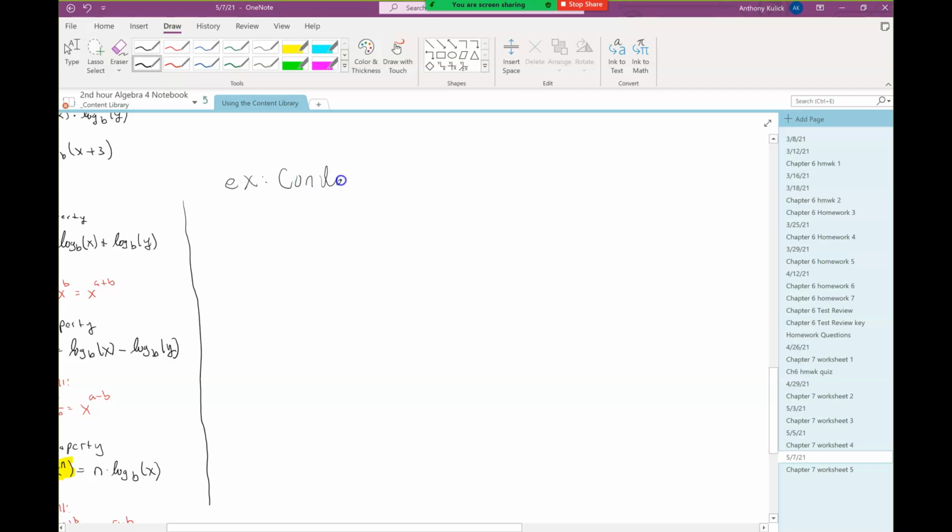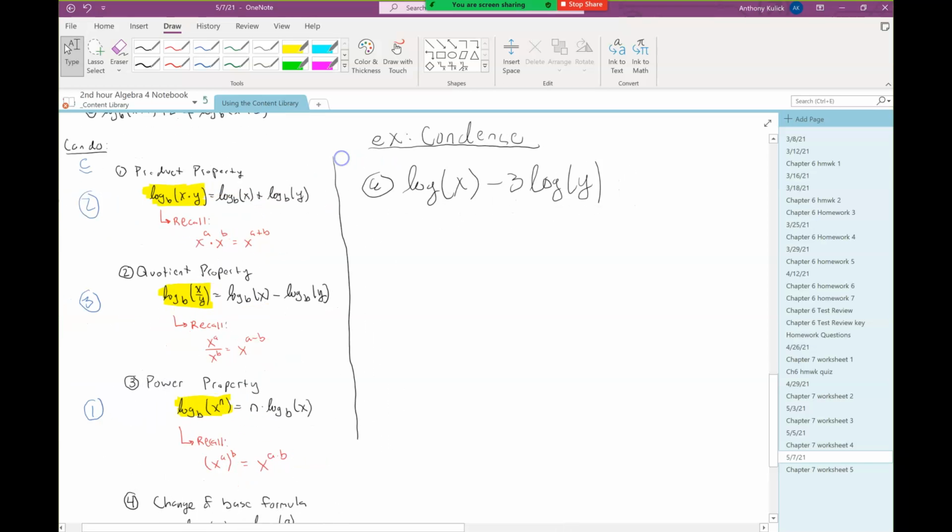Let's do some condensings. So when we're doing these condensings, we're using an opposite order. So in the condensing, we look at power first, then product, then quotient. So it's the opposite order of the expanding. And when we're looking at the property to identify where that property is present, instead of looking at the left-hand side of the property, when we were for expanding, we're going to be looking at the right-hand side of the property for condensings.